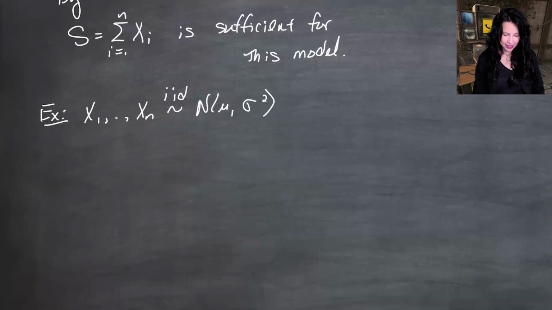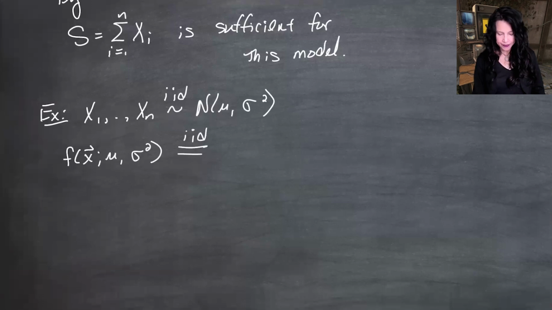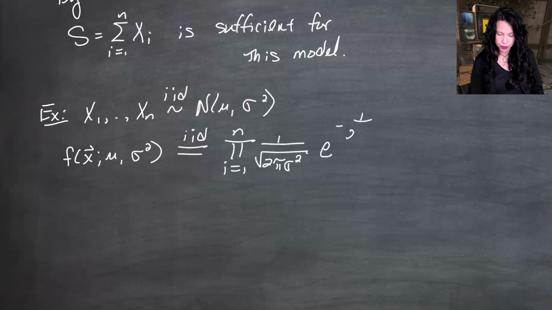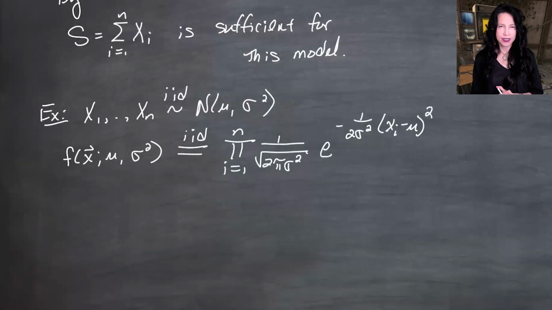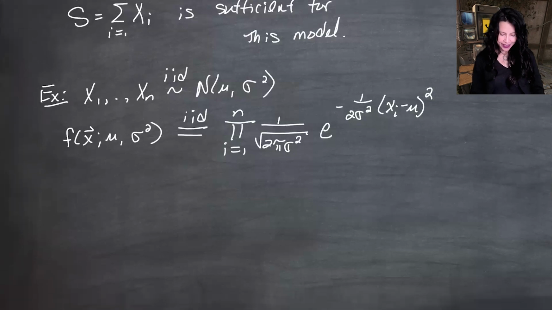Factorization criterion. The joint PDF, because these are IID, this is the product as i goes from 1 to n, 1 over the square root of 2 pi sigma squared e to the minus 1 over 2 sigma squared xi minus mu squared. And then I generally don't have an indicator for the normal distribution because it would say that xi goes from minus infinity to infinity, and that's 1 everywhere. But if you're worried, given all the warnings I just gave you, you can put that in. It will still work.